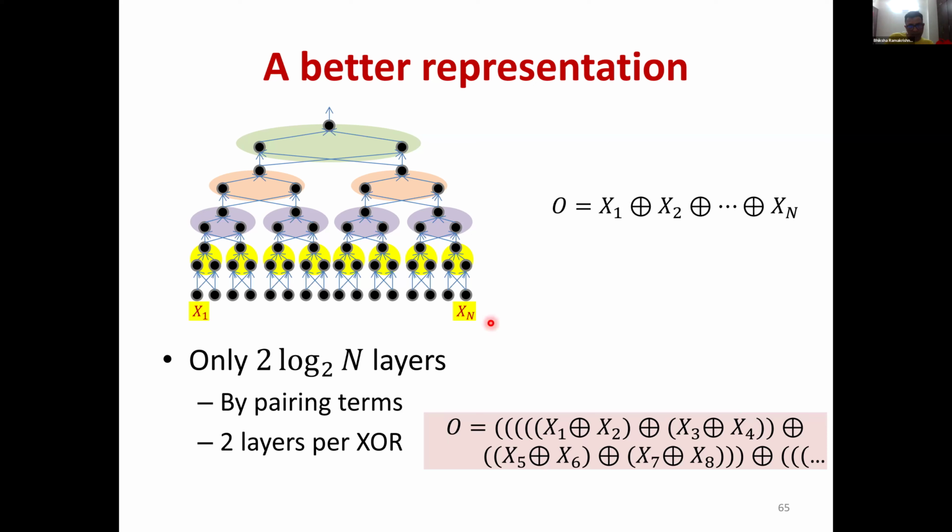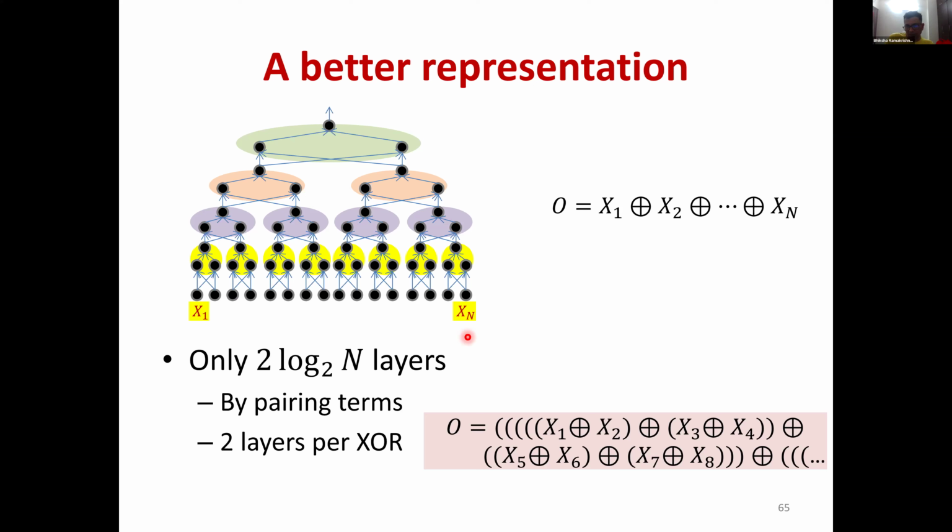So I can lay the n variables out side by side. I first compute the XOR of variables pairwise. Then I compute the XORs of their results pairwise and keep doing this, and this output is going to be the XOR of all of these variables. If I redraw the network in this manner, how many layers will I require?